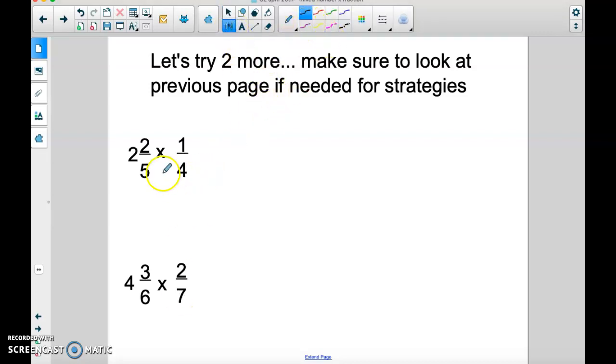So what I'm going to do for this first one is, I'm not going to do all 3 strategies for each problem. Okay, that's a lot of work. I'm going to pick one strategy for each problem and solve it, because the answer will be the same no matter how you do it. So 2 2/5 times 1/4. I'm going to break this up into 2 and 2/5. Okay? And I have to multiply both of those by 1/4.